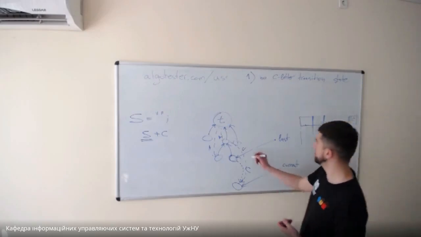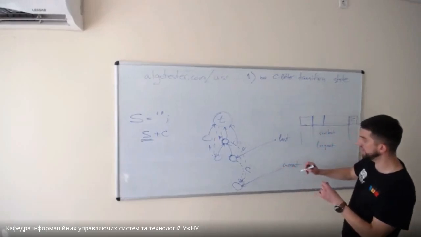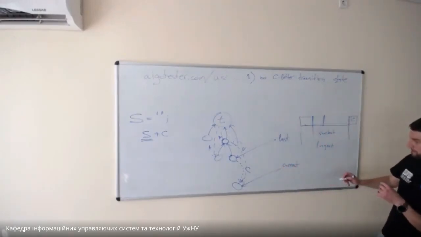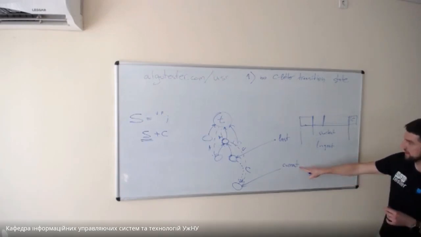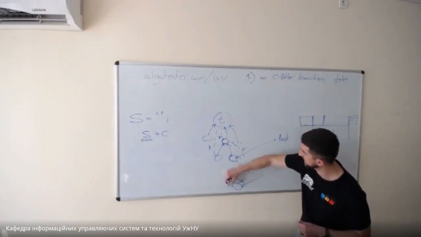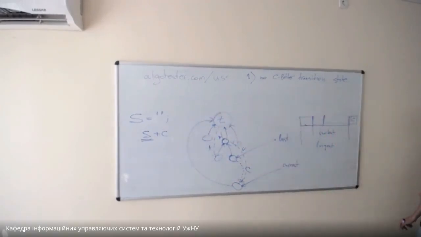Otherwise, in that case, we have to add a suffix link from our new vertex, and it will be connecting us with the root of the tree.